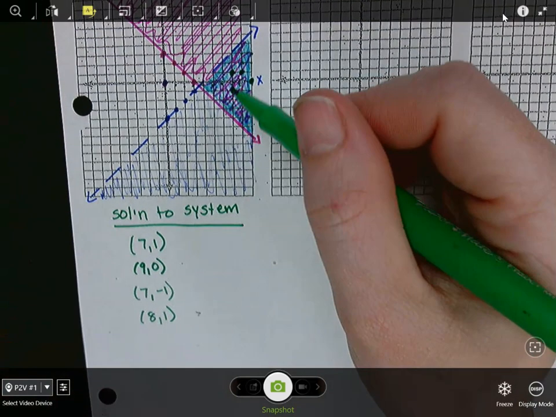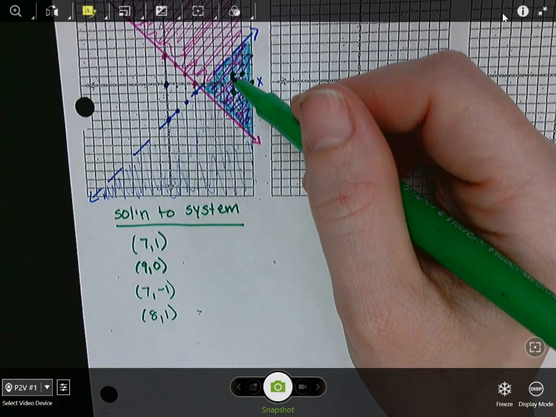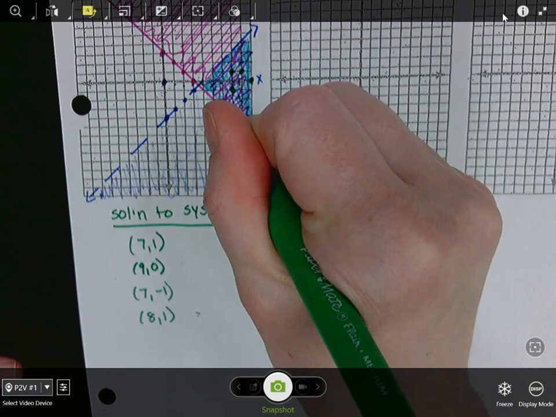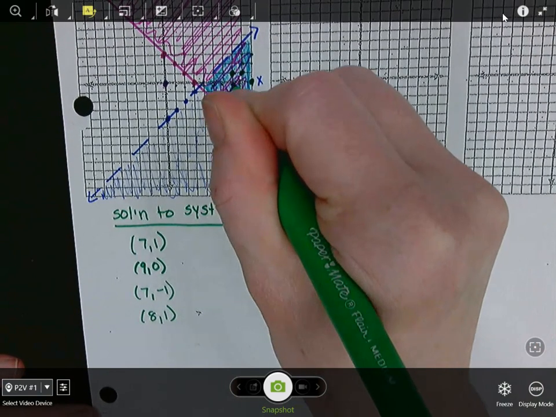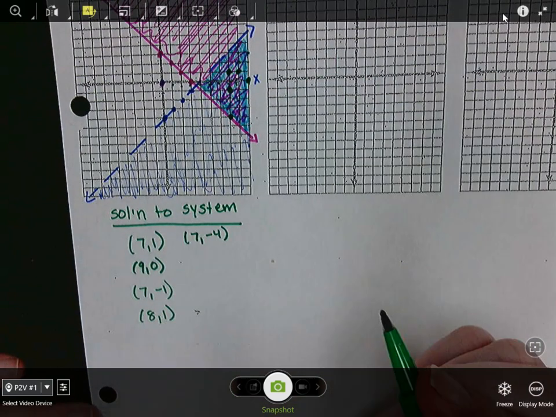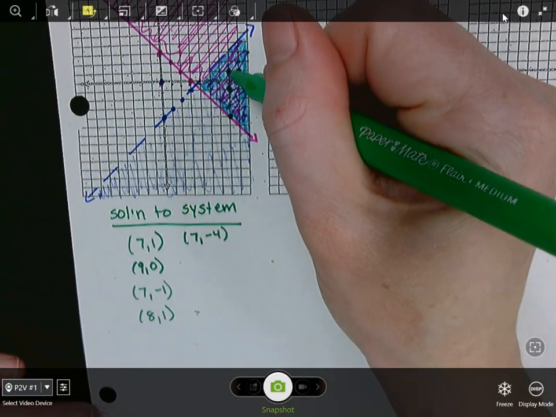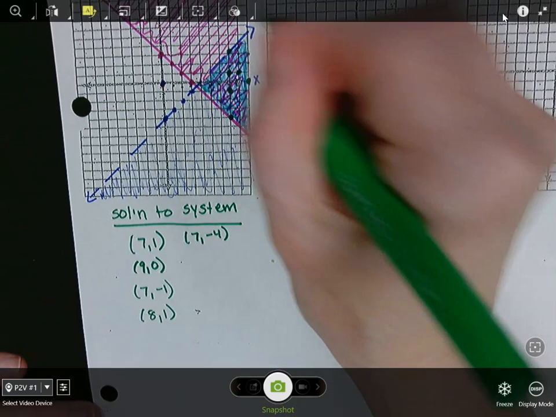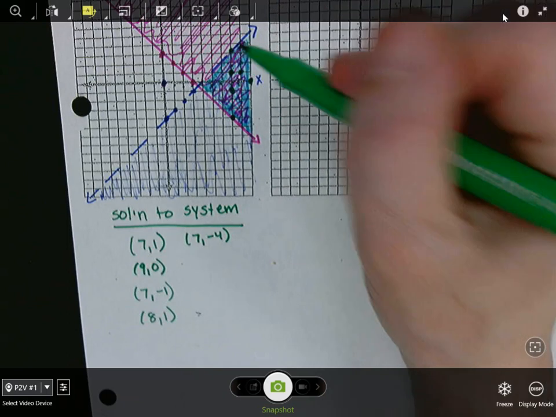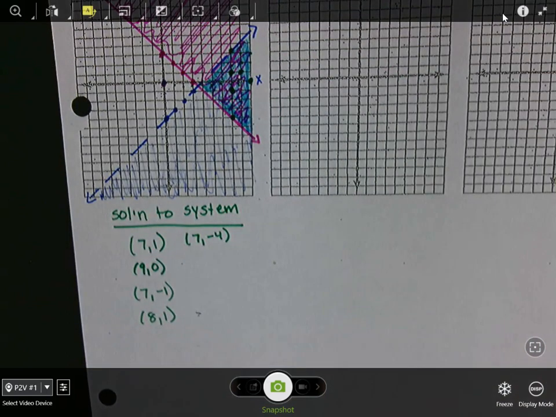If you pick a point on the line, that would be a solution as long as your line is solid. So for instance, this point right here, see how it's on the solid line? That's 7, 1, 2, 3, 7, negative 4. 7, negative 4 would be a solution. However, 7, 3 would not be a solution. So do you see the difference there? 7, negative 4 would be a solution, but 7, 3, since it's on the dashed line, would not be a solution. No, I do not.